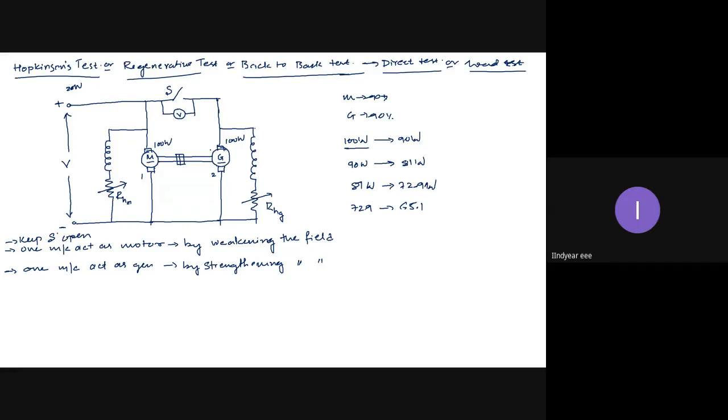So this is the brief introduction to Hopkinson's test. The exact operation and methodology, how to get the equations of efficiency and losses, and the stray losses we have already seen, all those things we will look into in the next class. Tomorrow I have class, and we will look into the exact operation of the Hopkinson test.